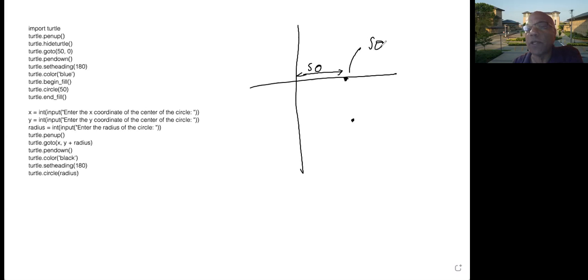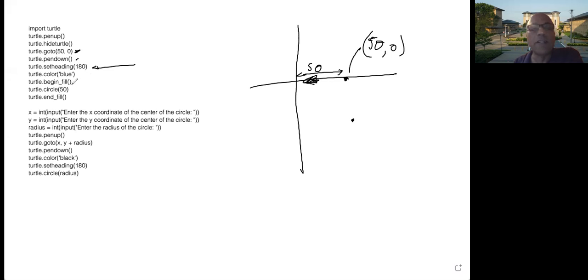So this is 50, 0. Closely follow what is happening. So I'm at x 50, y 0. So that is here. Then I put the pen down. So whatever I draw now will be shown. This is crucial. I set the heading to 180. So I set a direction for the turtle, which is to go left. So the turtle is traveling left now. Not that it is moving, but its direction is west. 180 is west. And then I set the color to blue so that the filled circle will be in blue.